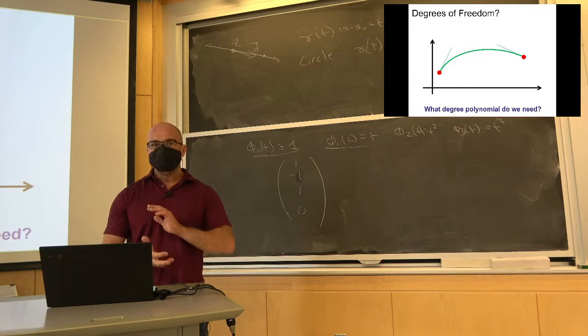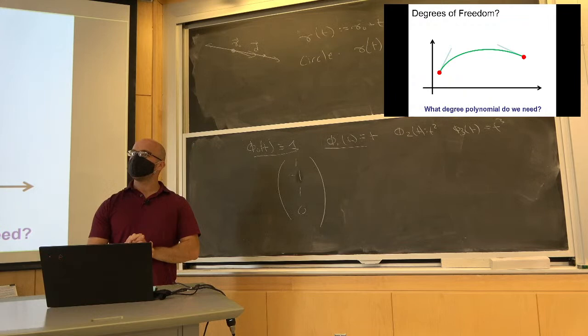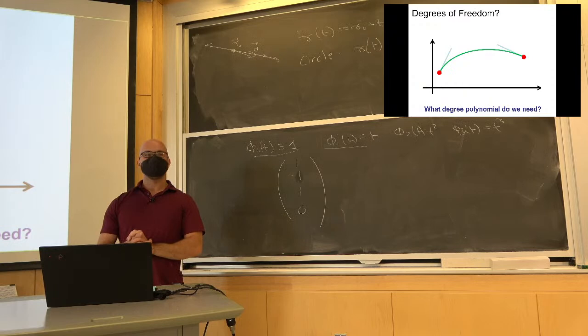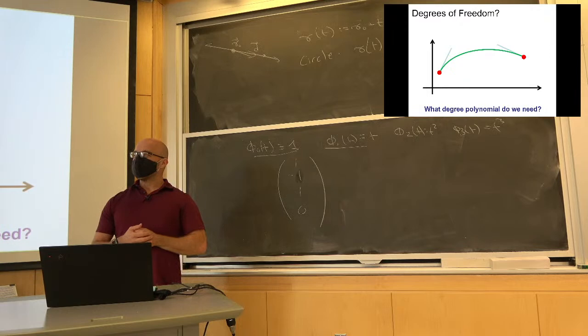So first of all, I've specified four pieces of information, right? I've specified two different values for my function and two different tangents. So what degree polynomial do I need to be able to capture all that information? I've got 4 degrees of freedom. I see there's some disagreement. I see threes, fours, and fives and weird hand gestures going on. So the answer is degree 3, right?